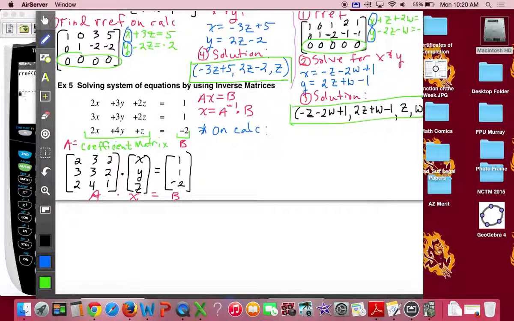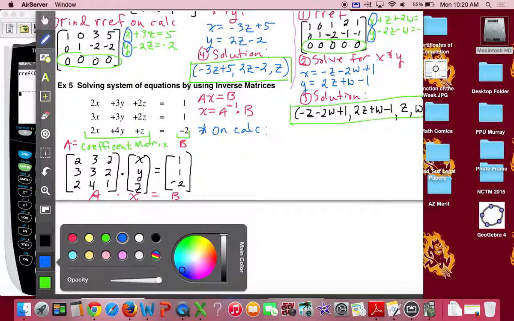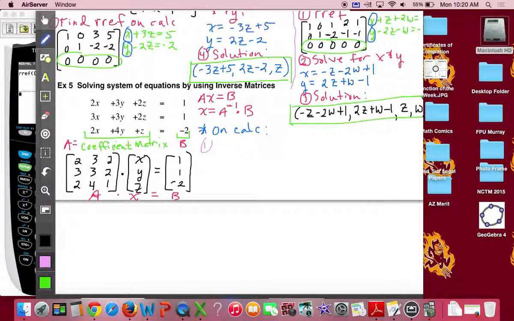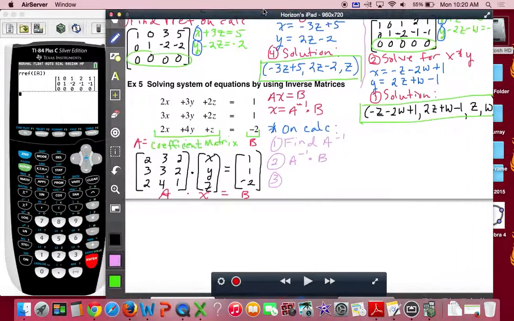So you're going to take, to find your answer, you're going to first find A to the negative 1. And then your second step is going to be to take that A to the negative 1 and multiply it times matrix B. And then you're going to get an answer column. So let's look at what that looks like.